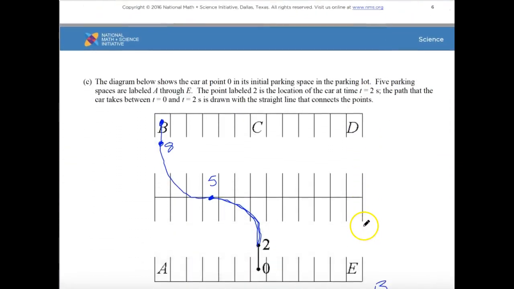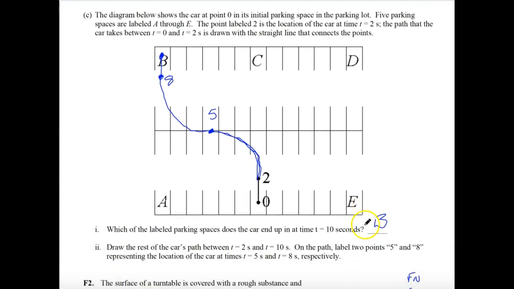For part C, they want us to figure out where this person is going to park, and they park at point B. And they want us to draw the car's path between 2 and 10 seconds. They've already drawn the 2 and the 10-second mark, and on the path we have to label 5 and 8 seconds.